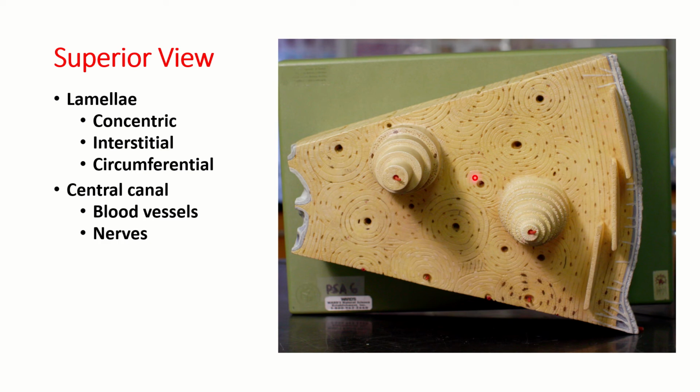Inside the concentric lamellae, you see these areas. This is called the central canal. And the content of the central canal is what? One is blood vessels and the other one is nerves. So the combination of the central canal and these concentric lamellae, all of it together, makes the osteon, which is the unit of compact bone.